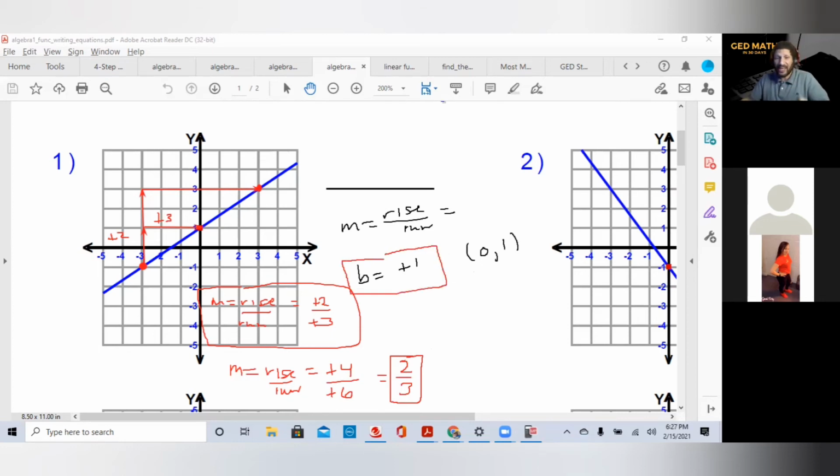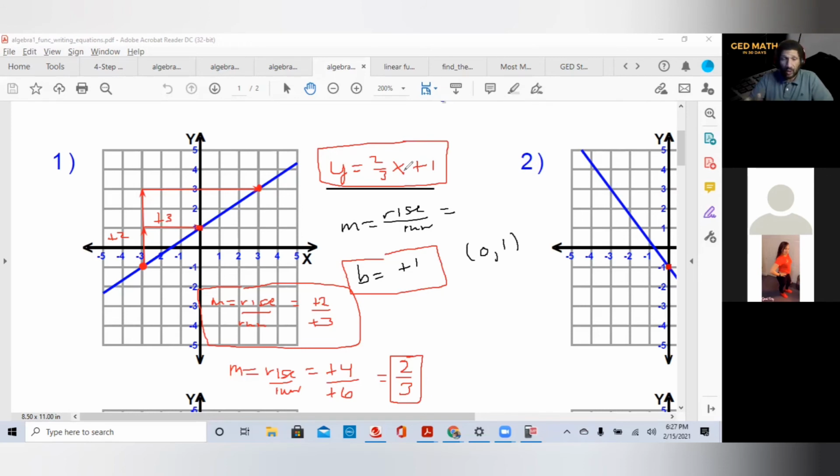So what would our equation be of this line? Y equals 2/3 x plus 1. Perfect. Y equals 2/3 x plus 1. That simple. Again, what we had to recall, first of all, is what was given. When we look at this line, we notice that it crosses the y-axis at +1. That is our y-intercept.